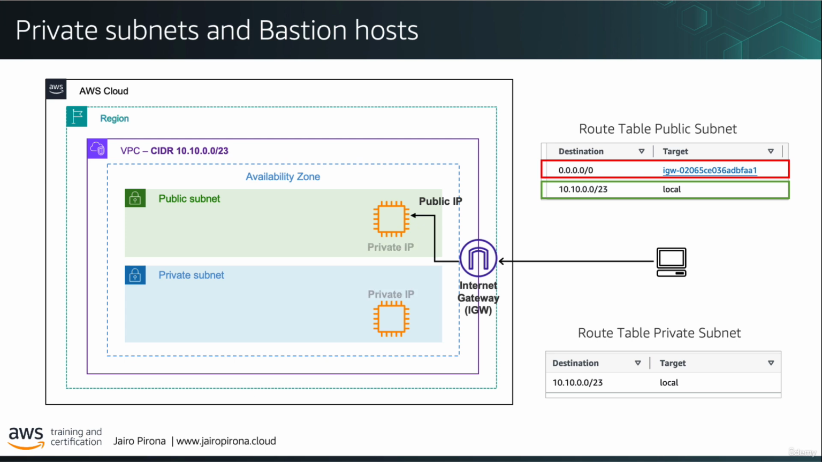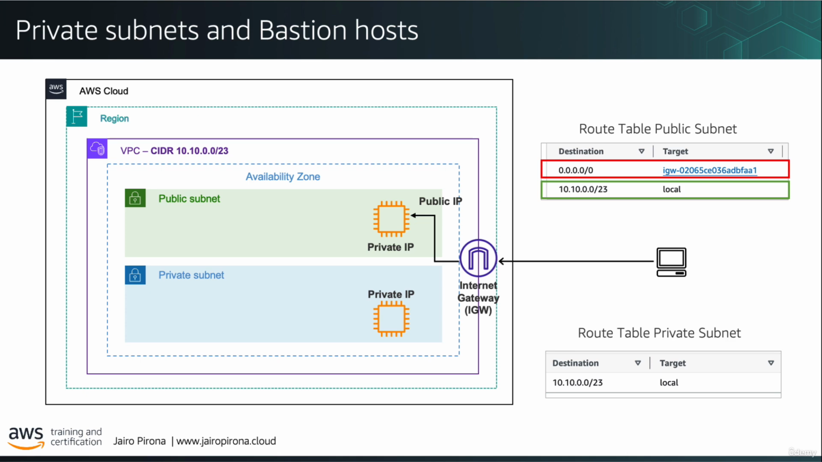We can jump to our instance on the private subnet using private IP addresses. So, this instance and this instance have a private IP within this range, which means that there is already a rule or an entry in the routing table that allows them to communicate using the local destination, which is the VPC router, which is not shown here, but it does exist.